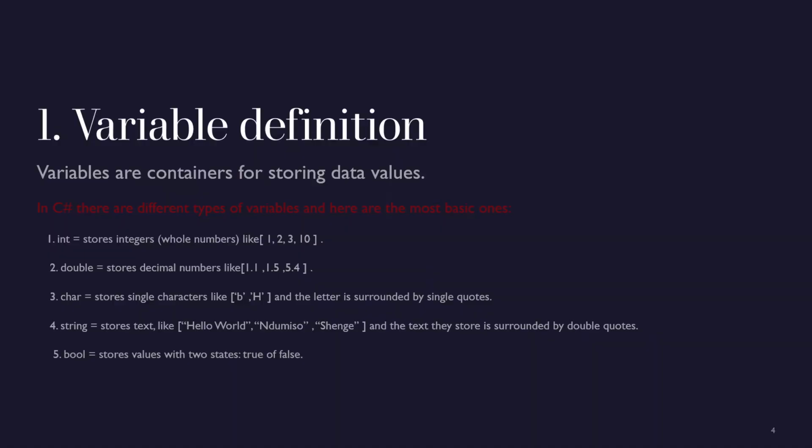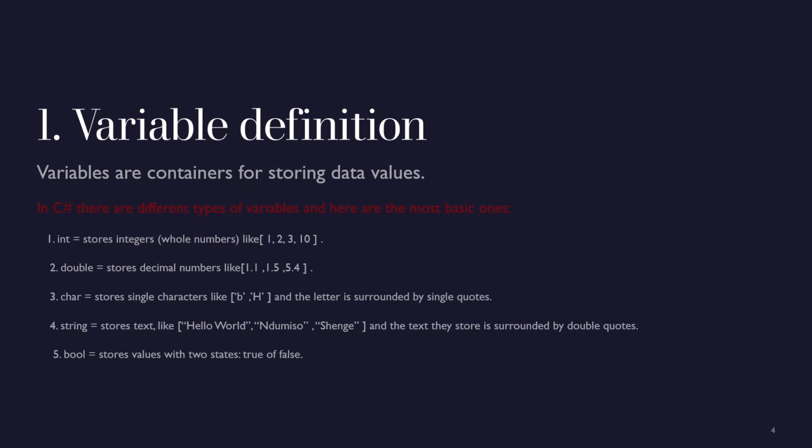Variable definition. Variables are containers for storing data values. You really have to get this definition. It's not that hard. Not that anyone will ever ask you to write it down, but you have to know it if you're really interested in coding and really want to get good at it.